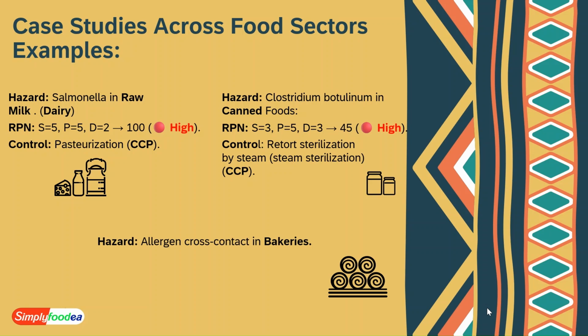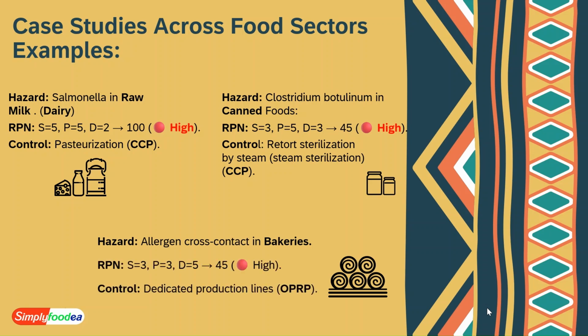The last example we have today is from bakery manufacturing, which is the allergen. For example, the HACCP team agreed that the RPN will be 45, so it's a high risk. So the control is dedicated production lines. Maybe it will be an OPRP in this case.